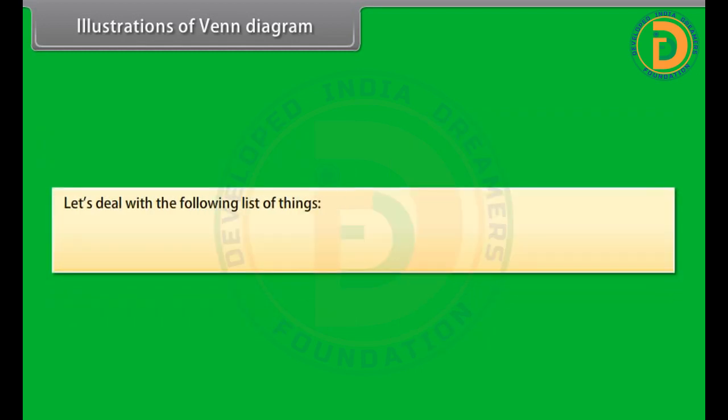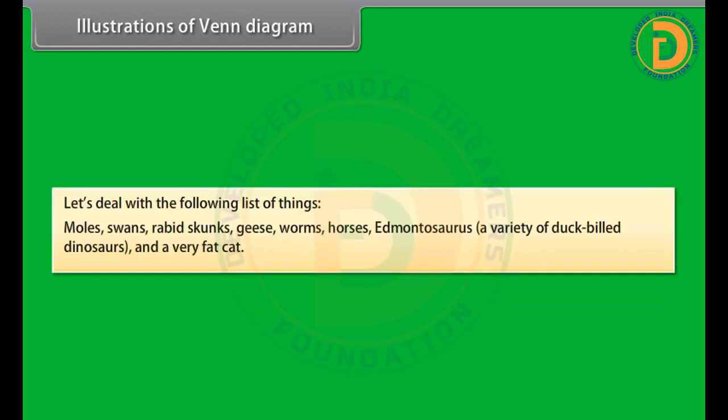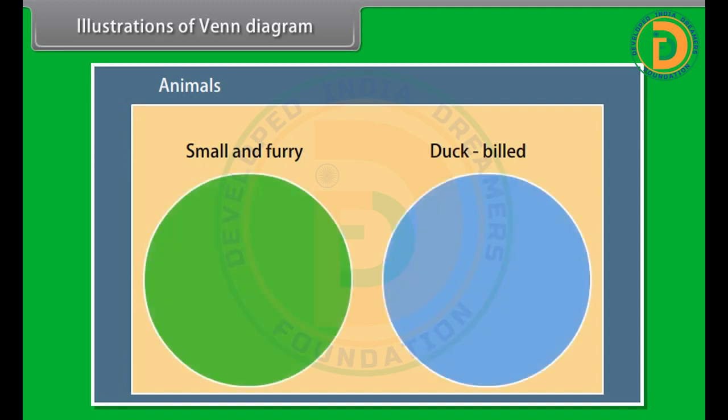Let's deal with the following list of things: moles, swans, rabbit skunks, geese, worms, horses, Edmontosaurus, a variety of duck-billed dinosaurs, and a very fat cat. We'll call our universe animals. Let's say we want to classify things according to being small and furry or being a duck bill. We draw circles to display our classifications.